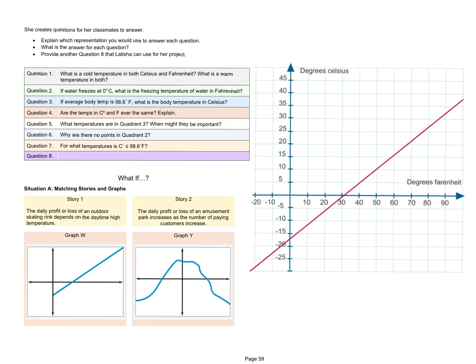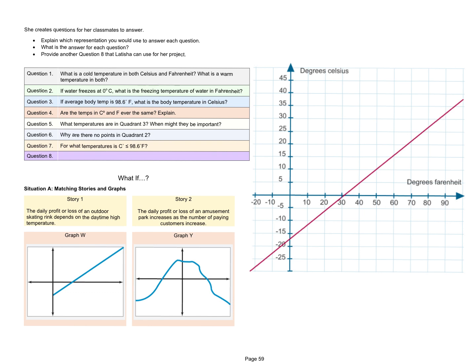Question one, what is a cold temperature in both Celsius and Fahrenheit? What is a warm temperature in both? So let's start with that cold. How about 20 degrees Fahrenheit, which is about minus 7 degrees Celsius. And then for a warm one, let's see where we'll cross here. How about 20 degrees Celsius, which is about 68 degrees Fahrenheit.